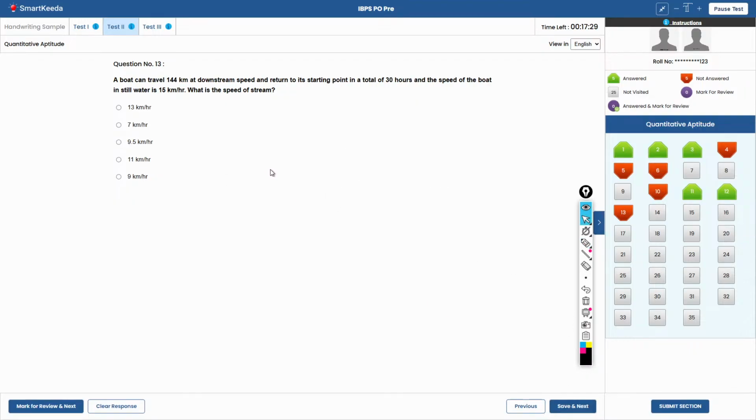A boat can travel 144 downstream and return to its starting point in a total of 30 hours. The speed of the boat in still water is 15. What is the speed of the stream? So I'll just go with the options then. I think 9. Let's check for 9. So 9, 24, 24. So it will be 6. And 9, 6. With 6, it would have been 24. Yeah, so making sense.